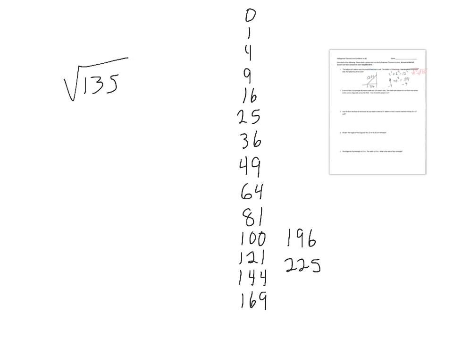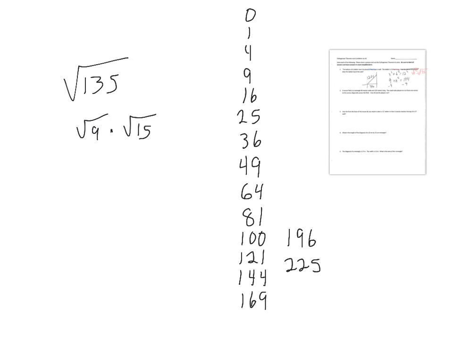So what we're going to do is we're looking for the biggest one of these numbers that divides evenly into 135. If you're not sure, take out your calculator and do 135 divided by 1. Well, that one's going to work. It works for all of them. So I go to the next one, 135 divided by 4. It doesn't work. 135 divided by 9. It does work. And because it works, I'm going to write it down. So I've got square root of 9 times the square root of 15.